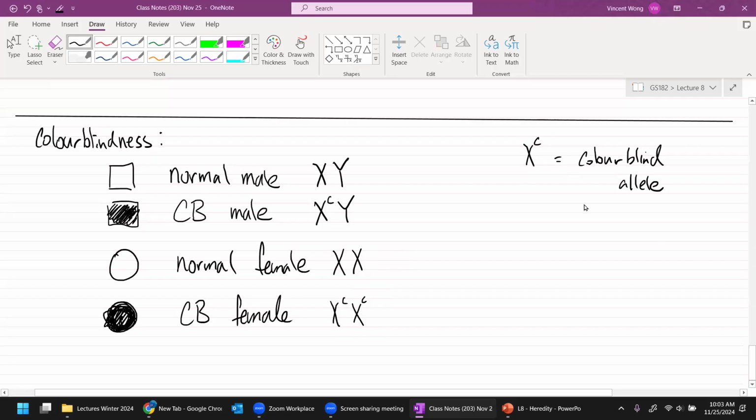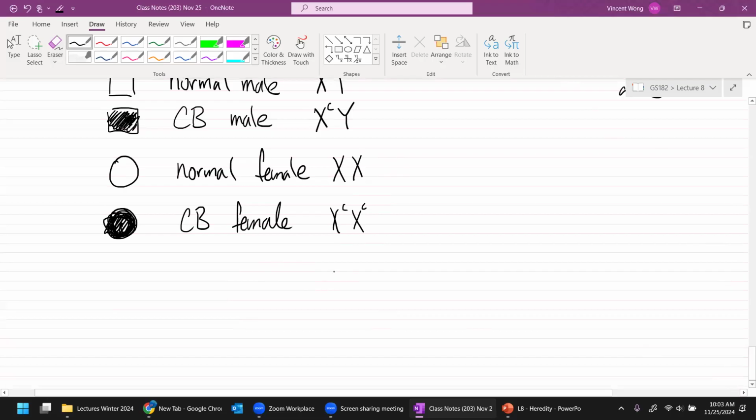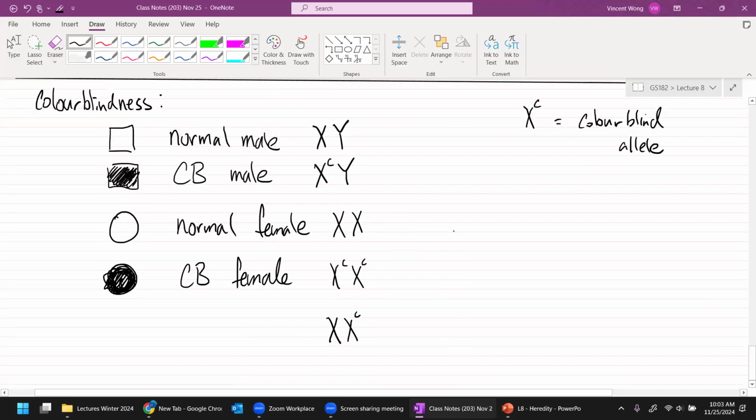I know what you're thinking: what if someone is XX^C? Do they have color blindness or not? No, okay? Because the normal X will protect you from it. The normal X is dominant. It will cover up.